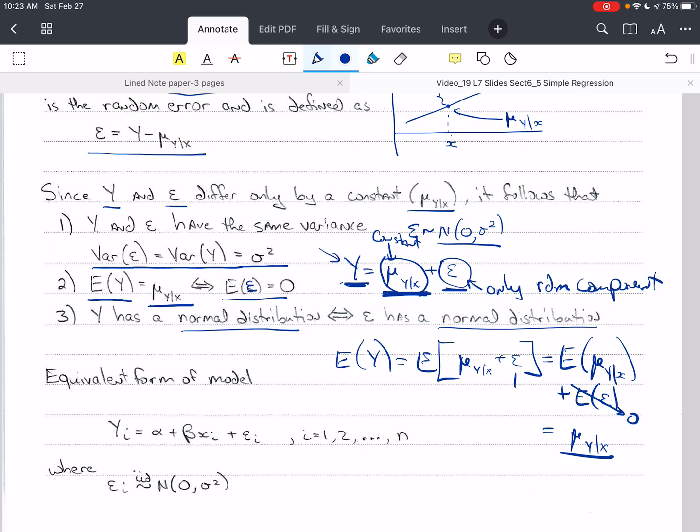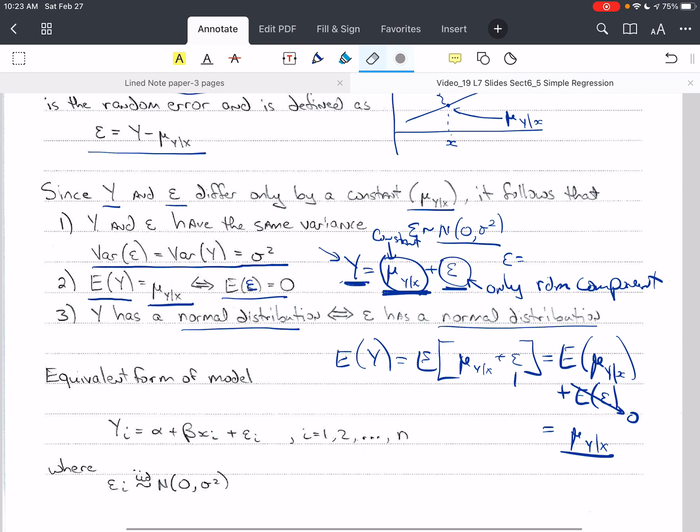And likewise, if y has a normal distribution, then we could take epsilon equal to y minus mu of y given x. We subtract mu from both sides. So if y is normally distributed, I subtract a constant, then it's still normally distributed, and that's what the error is. So that's why we're saying that if y has a normal distribution, epsilon has a normal distribution. If epsilon has a normal distribution, then it goes backwards. Then y has to have a normal distribution. And that's how we have this if and only if, or implies and is implied by. That's another way of stating that double arrow there.